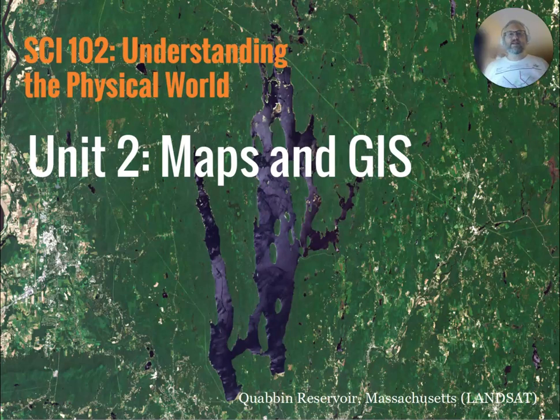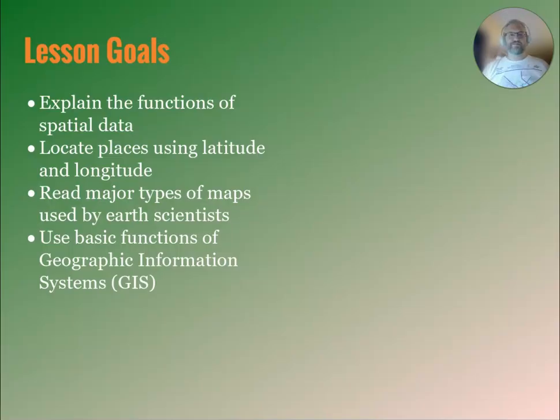So what we're really doing with this lesson is laying some of the groundwork that will help us in future lessons, because maps and GIS are some of the most important tools that earth scientists use. So we're going to be making use of a lot of maps and GIS throughout this course. So I want to take some time to really dig into what these things are and how you use them, so that we can then apply those skills as we go through the later lessons of our course.